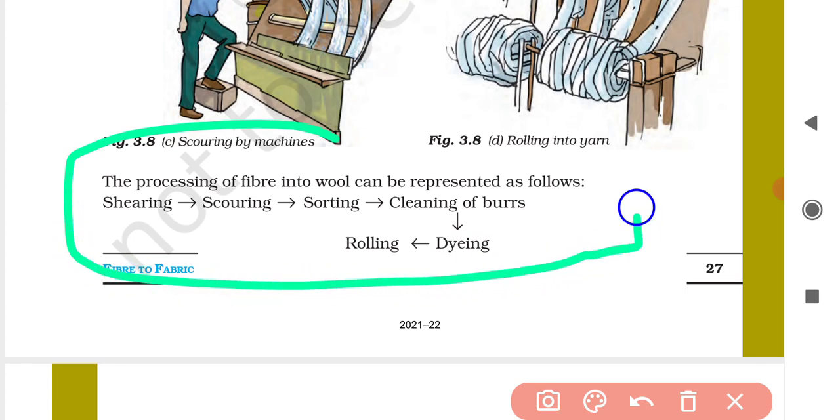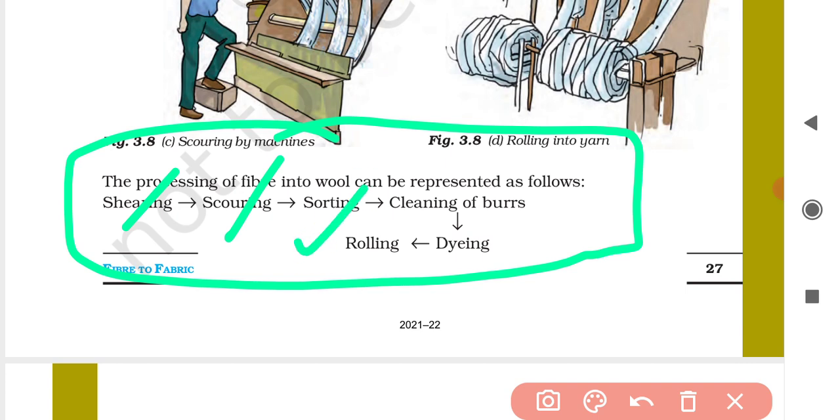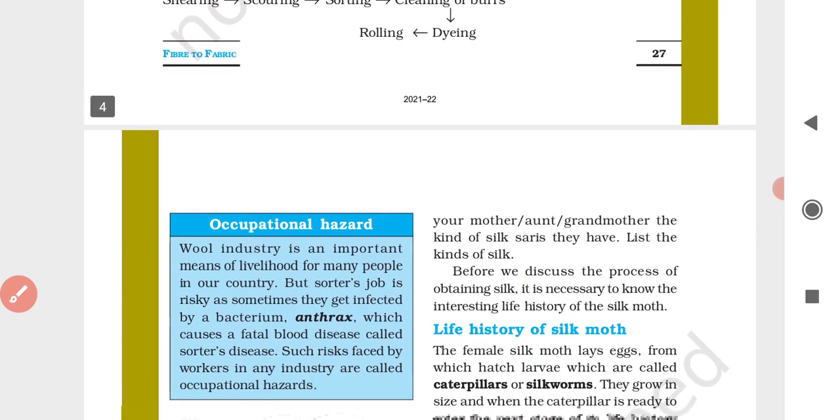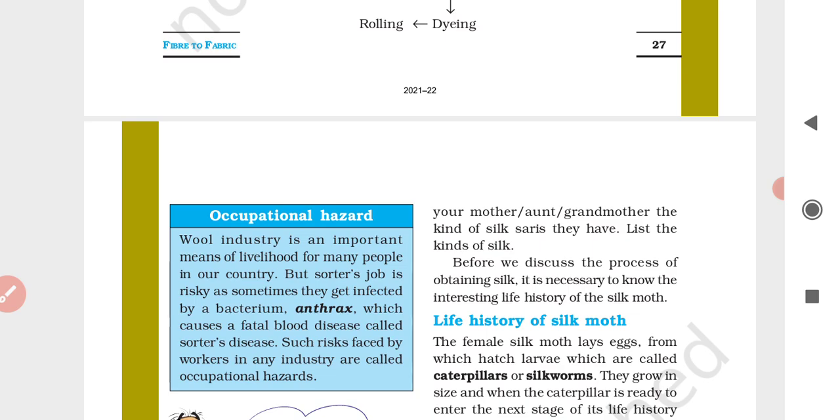As a whole it can be represented as follows: shearing, scouring, sorting, cleaning of burrs, which means combing. Here we can also say it as combing. Then dyeing, and lastly rolling, or we can say spinning. Clear? So this is all about the steps involved in the processing of fibers into woolen yarn.